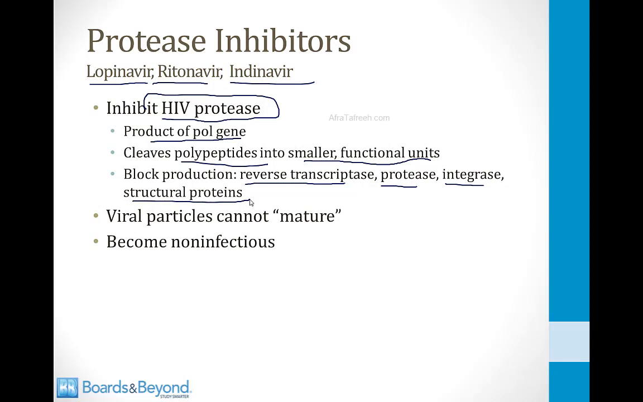What this means is that the virus particles cannot mature, so the virus particles will bud off from cells, but they will be non-infectious because they don't have functional elements like all of these things I've listed here so that they can go on and infect other cells.